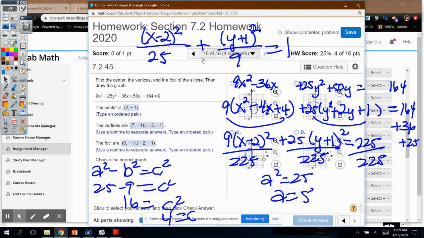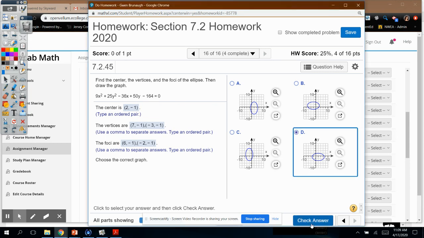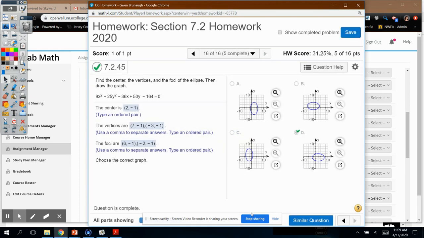And then which graph is it? I didn't even sketch it this time, so let's see if I can figure it out here. 2, -1, and it was going in the x direction. It has to be this guy. Okay, that's it. If you had some in the y direction, let me know. I can make a different video because that's kind of unfortunate that we didn't have any examples like that.